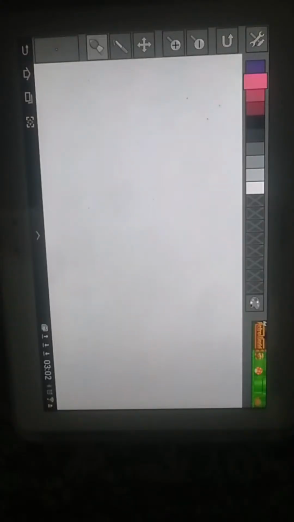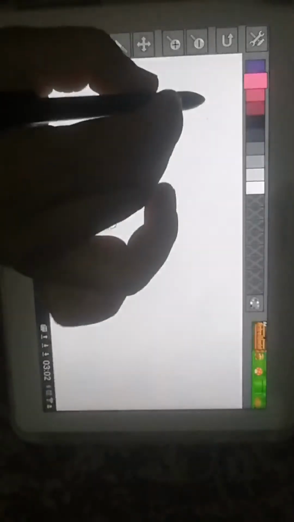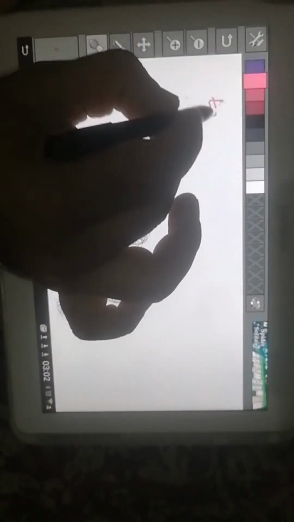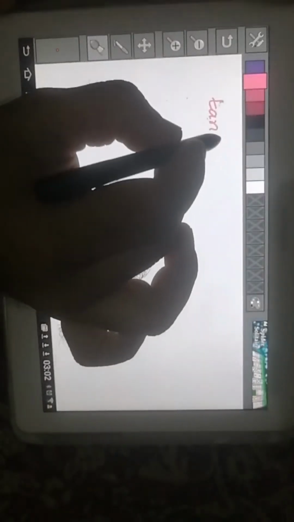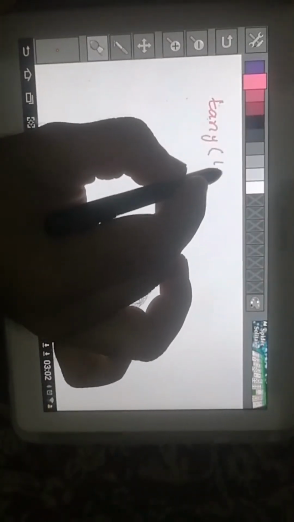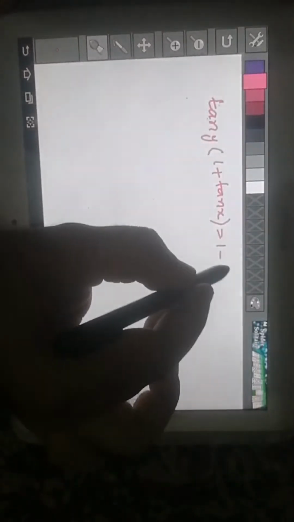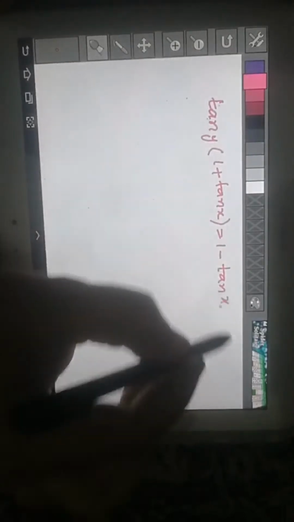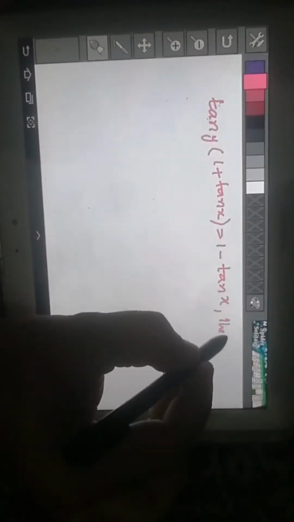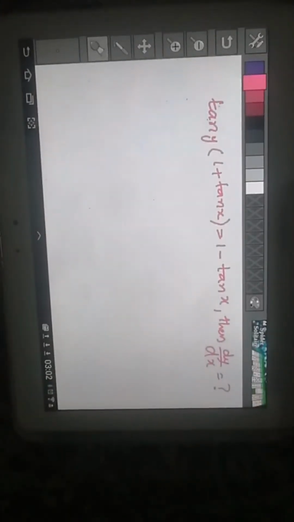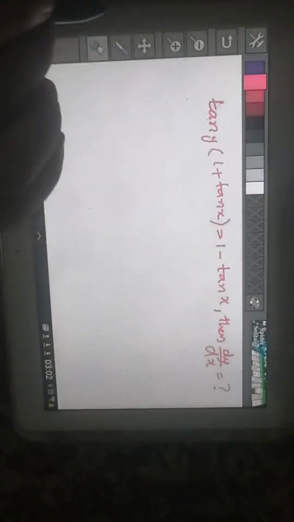So look at another question. It is a famous question in the FSC book as well. It is tan y equals (1 plus tan x) over (1 minus tan x), then dy by dx is equal to what? What is dy by dx equal to?